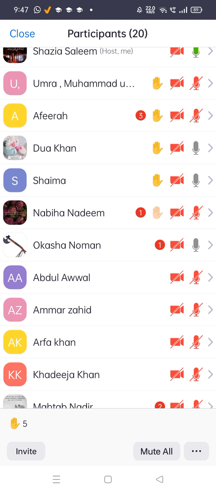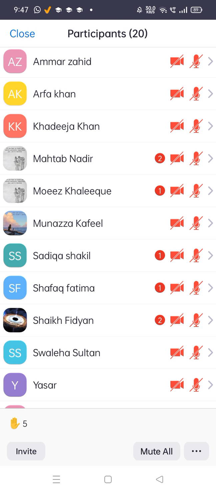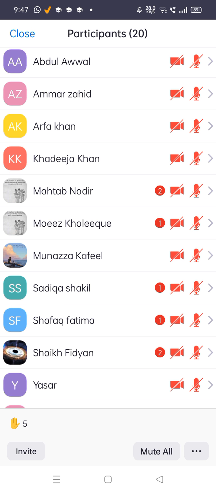Anyway, tell me what is the function of the root nodules present in the roots of leguminous plants. Yes, few hands always. Why these few hands? Why are the others not taking part? Why not participating? Swaliha Sultan. Tell me, what is the function of root nodules of the roots of leguminous plants?